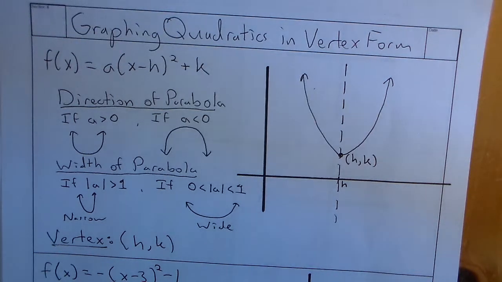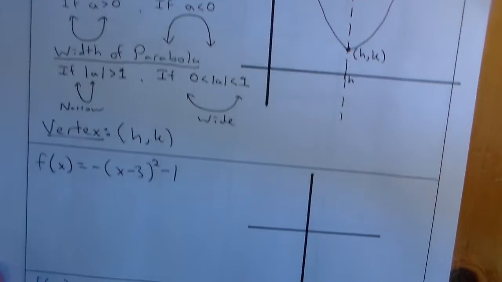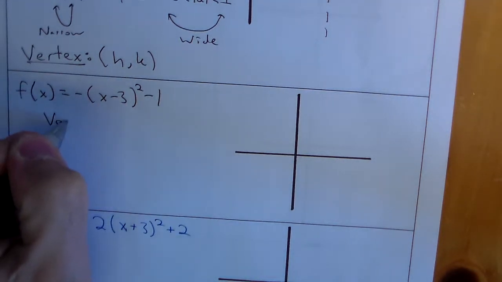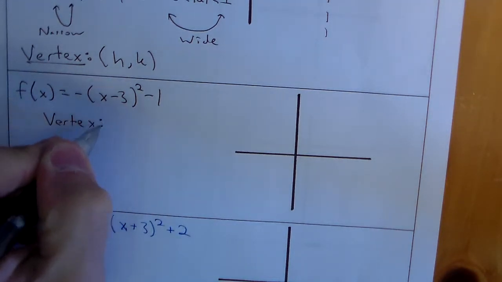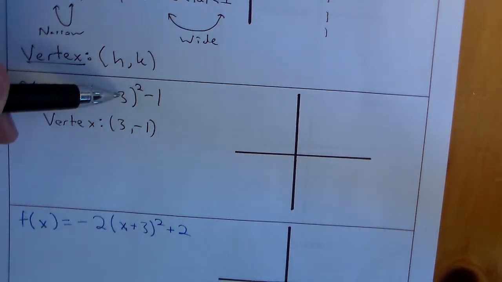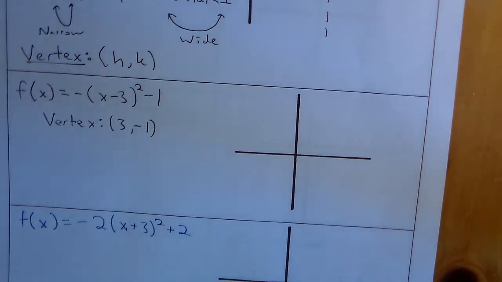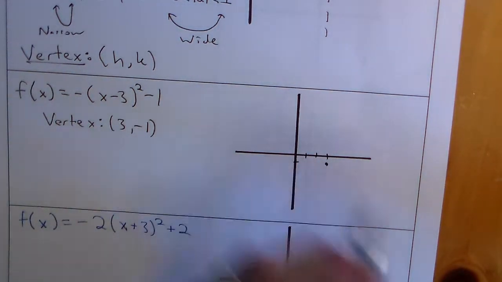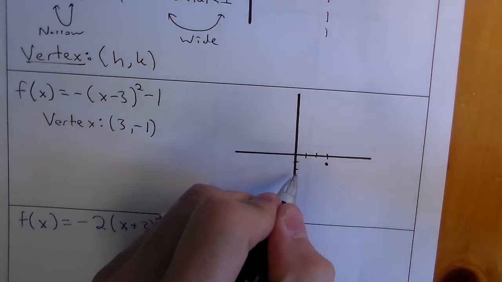So we're going to go through and sketch out the graphs of a few of these. So the first one we have is negative, the quantity x minus 3 squared, minus 1. First up, we have the vertex. In this case it is positive 3, negative 1. We take the opposite sign on the inside, keep the same. So if we look, we go over 3, down 1 to get to our vertex.